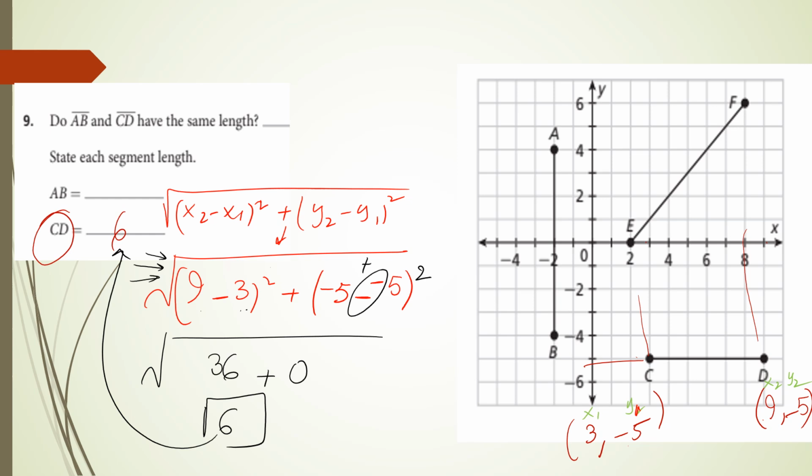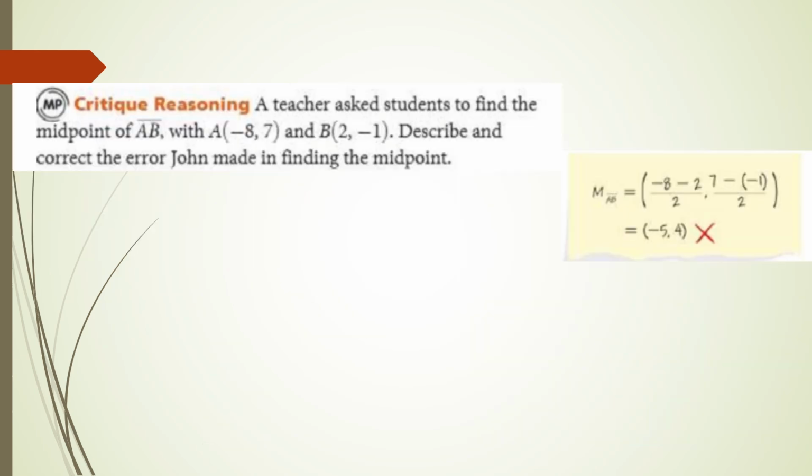That's all for today. I think that you understood how we can solve all such kinds of questions. Last question, a critical thinking question, which says that a teacher asked the student to find the midpoint of A and B. Describe the error, where John solved it like this. Whenever they ask you to find the error, rather than checking their work, you first of all find the correct way to do the work.